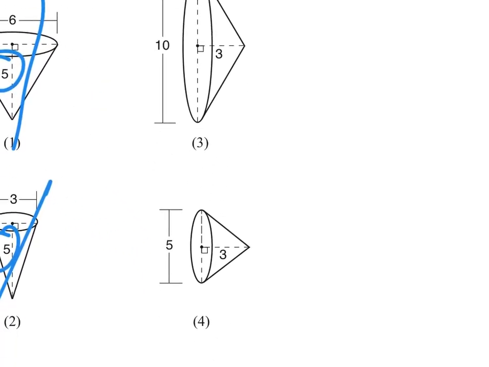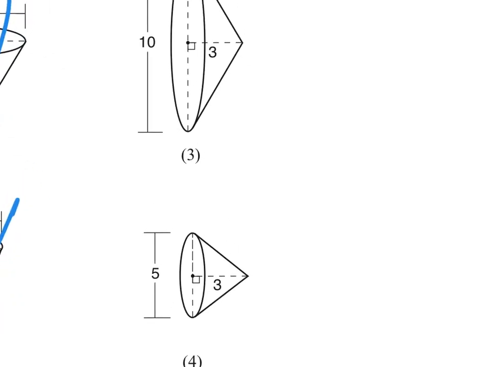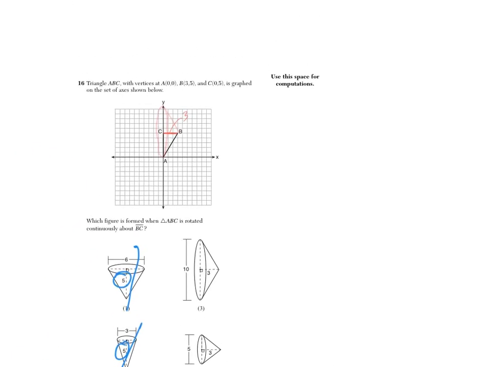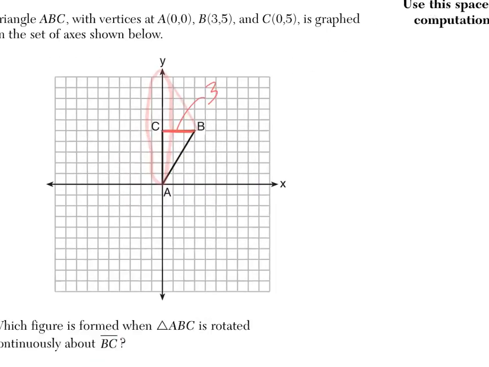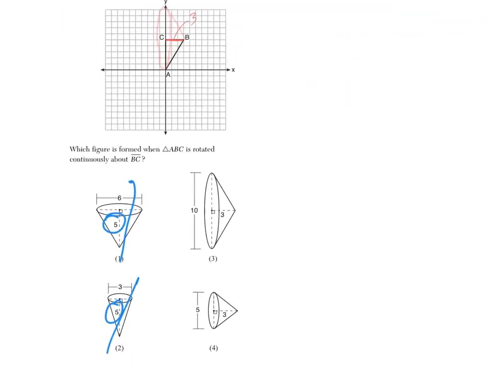I can see that here the diameter of option 4 is 5, but when we take a look at option number 3, the diameter is 10, and that would make sense because you'll see that the radius right here is 5. So the correct answer is option number 3.